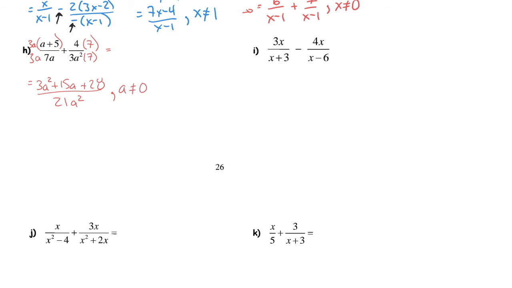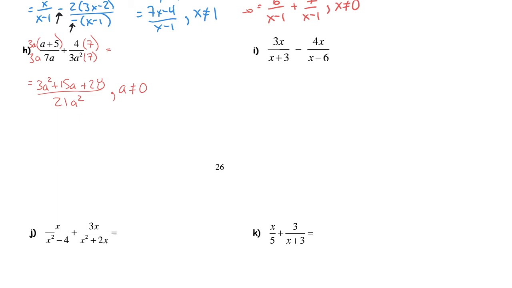Okay, notice that 0 isn't always a non-permissible value. If the variable is by itself as a factor in the denominator, then yes, it is. But if it's in a binomial or something like that, then it's a little bit more complicated.